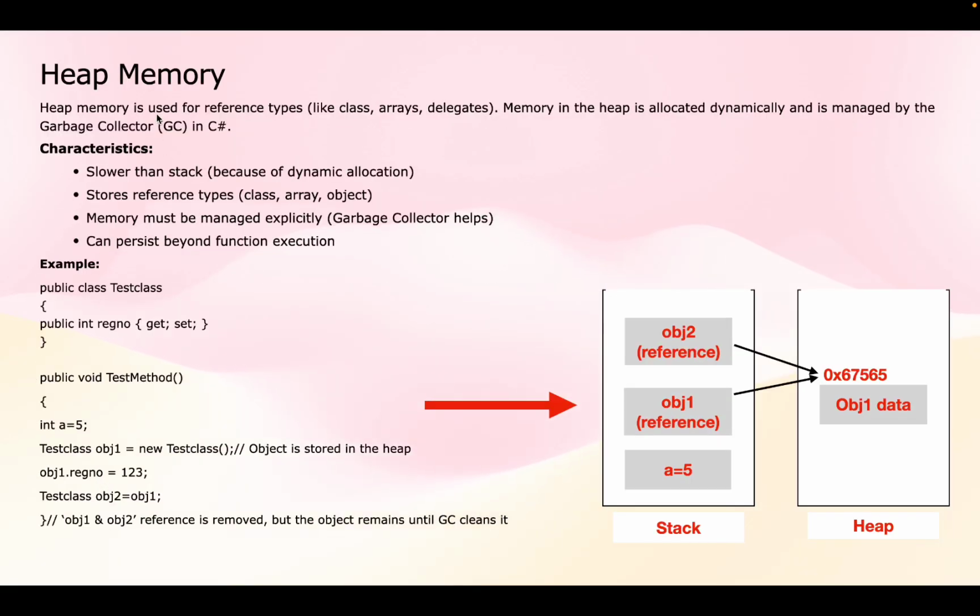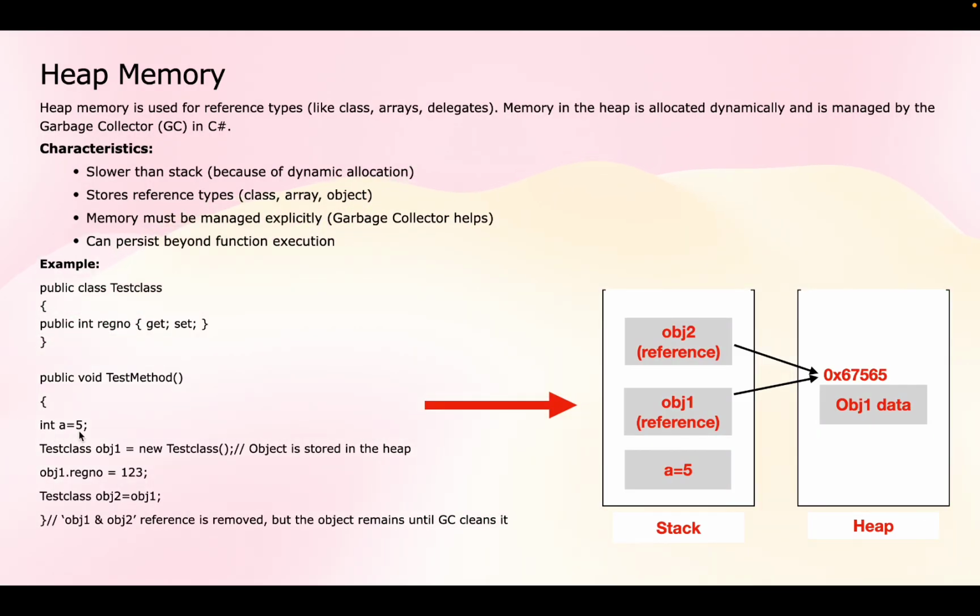Next, let's see heap memory. Heap memory is used for reference types, for example class, arrays, delegates, interface. Memory in heap is allocated dynamically and is managed by garbage collector. That means once the function completed execution, the values of object remain in heap memory until garbage collector removes it. Let's see an example. Here created a test class. This test class has only one property, register number. Then inside the test method declared an integer variable.